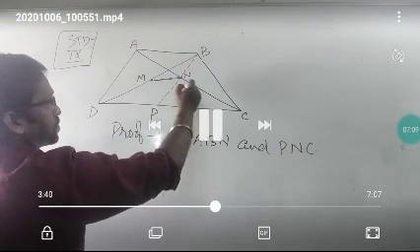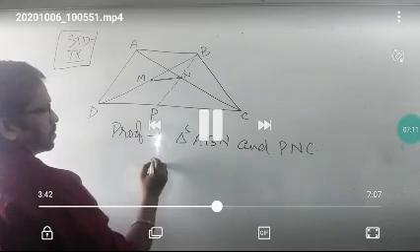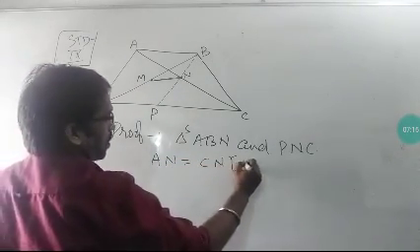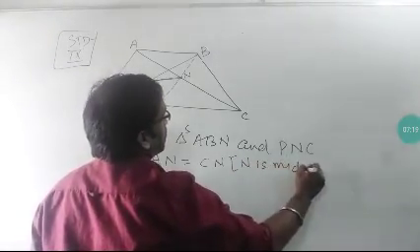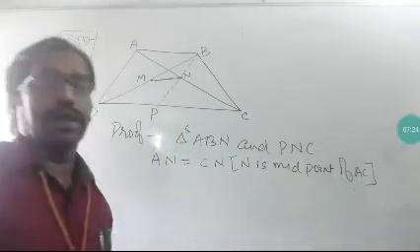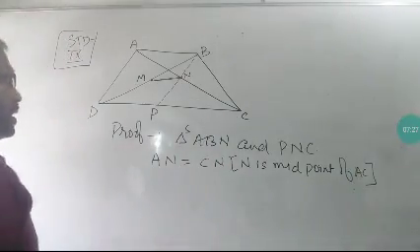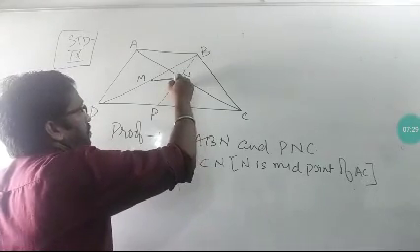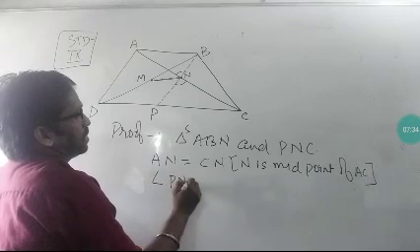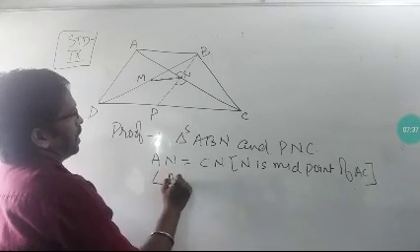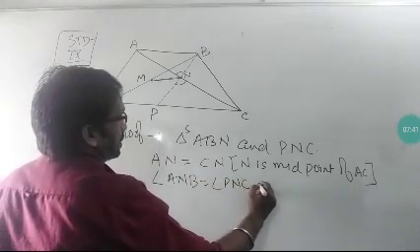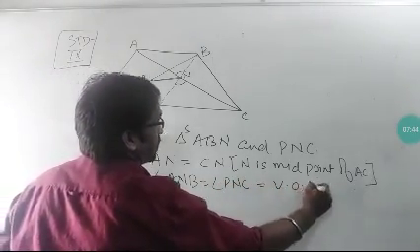So now see in these two triangles how they can be congruent. First of all, AN is equal to NC, because N is the midpoint of AC. Then we have angle ANB is equal to angle PNC. Why? Vertically opposite angles. We are now very much familiar with this type of angles.